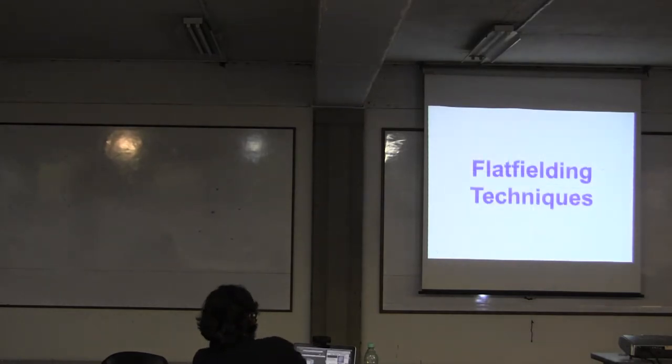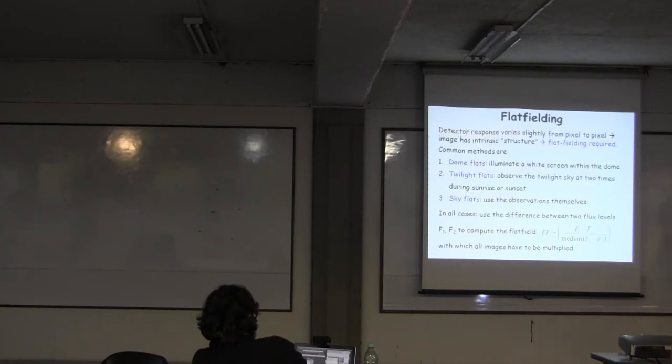So one important thing you have to do is flat field. As I said before, the detector response varies from pixel to pixel. So any image usually has an intrinsic structure that is not due to the image, but probably due to the detector response. And you can correct for that by doing some flat fielding. The way is that you illuminate the detector with a flat illumination, some source that has no structure.